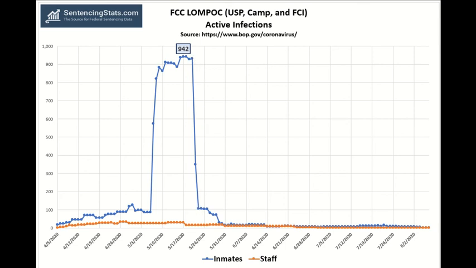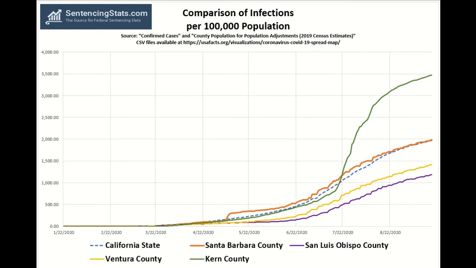At any rate, this is just an example. Again, we do track every single BOP institution on a daily basis in terms of active infections and population. What this shows too, as I mentioned at the beginning, is that we track the infection rates of every single county. There are over 3,100 counties in the United States, and we track the data on every one in terms of the number of infections and deaths.